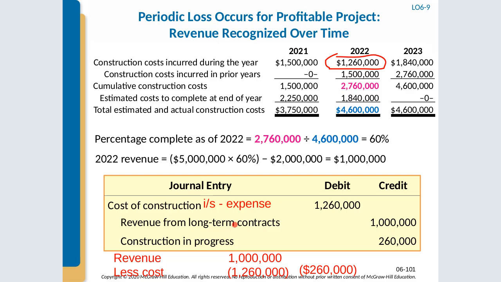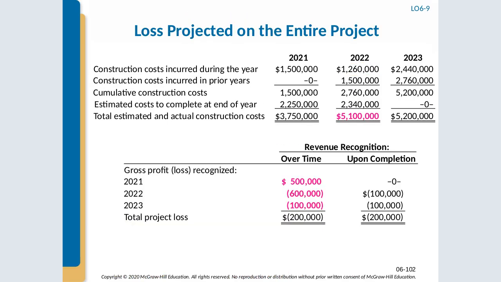Income statement account, we treat it as an expense. A debit to that for the amount of our costs. Our revenues are $1 million, which we figured out here. And then instead of debiting construction in progress as we did before, because we had a gross profit, we're going to credit construction in progress. And remember, construction in progress is an asset. Because we have a loss, we're decreasing it instead of increasing it. And that's it. And then we move on as we did with the previous example for the third year.